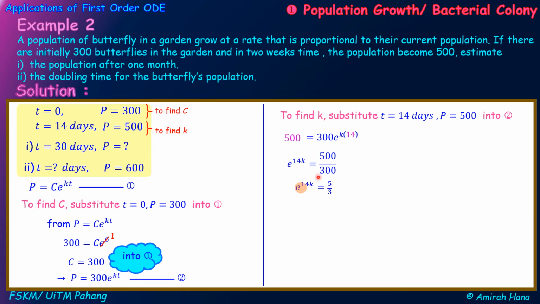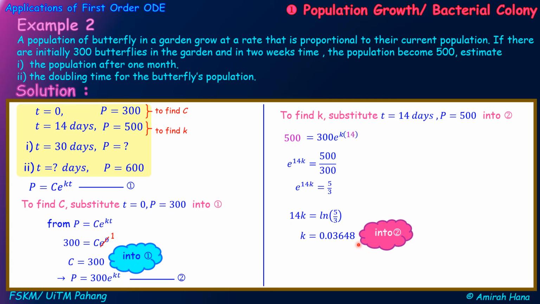To find K, which is in the exponent, we need to move e to the right hand side. When we move e to the right hand side, we get 14K equals ln 5 over 3. Then K equals ln 5 over 3, over 14. Then we get K equals 0.03648 up to 5 decimal places.